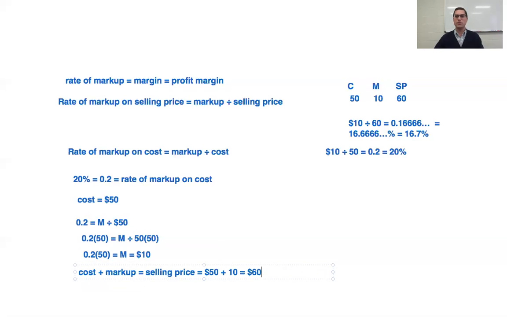So that's how you use rate of markup on cost. Use that to figure out what the markup is going to be, and then you can go from there to figure out what the price is going to be.